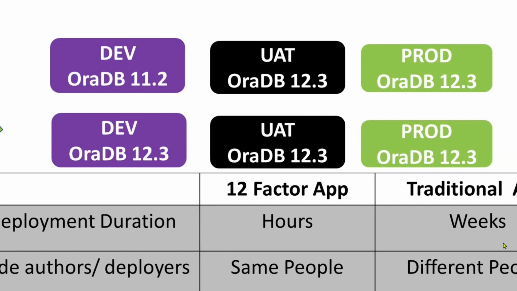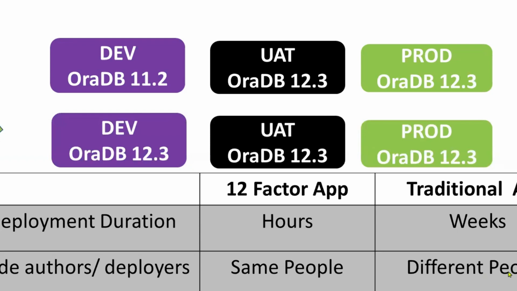But in the traditional app, they will be checking each and every tool. If it is different, they will be changing the versions and functionalities according to that, and that will take a week's time. And in the 12-factor app, the same code owners will be deploying the code. Okay, they will develop and they will deploy it.